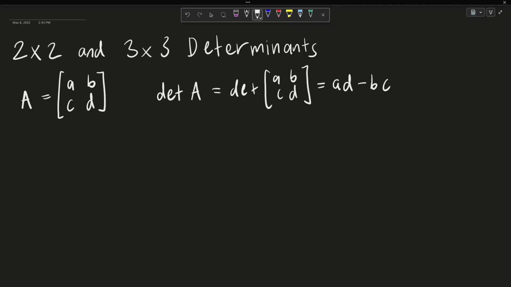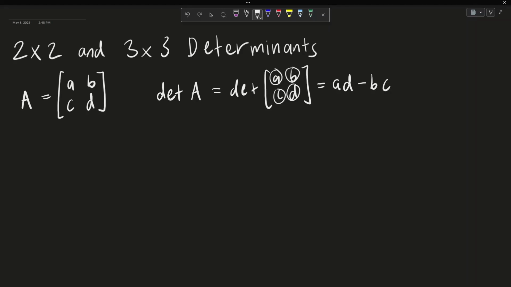So that is to say, we multiply this entry, that is the entry in the top left, by the entry in the bottom right, and subtract from that the entry in the top right times the entry in the bottom left. And this is simply how we'd get the determinant for a 2 by 2 matrix.